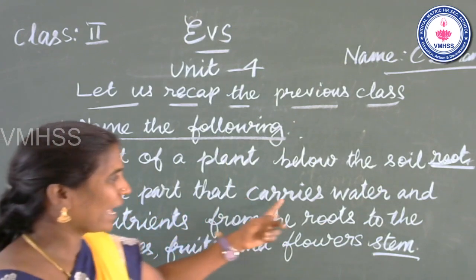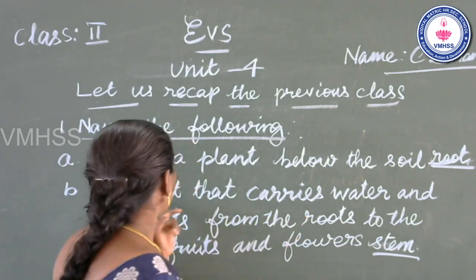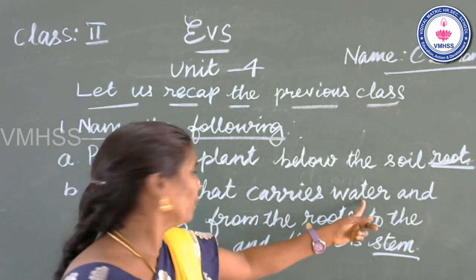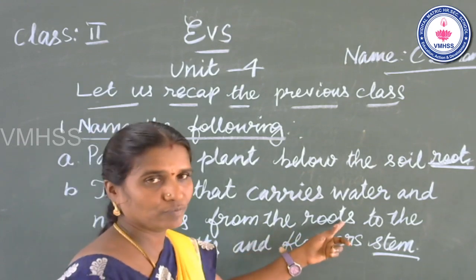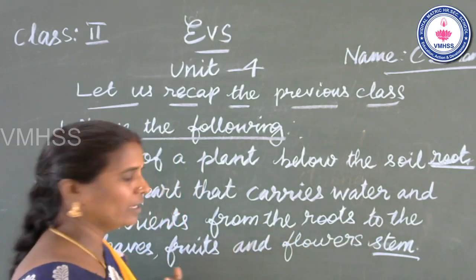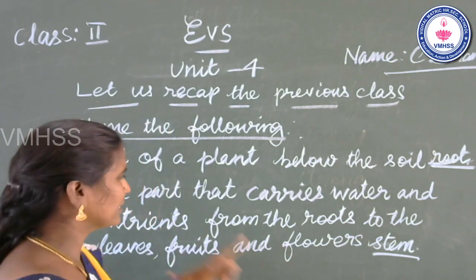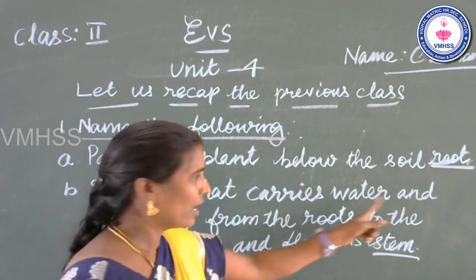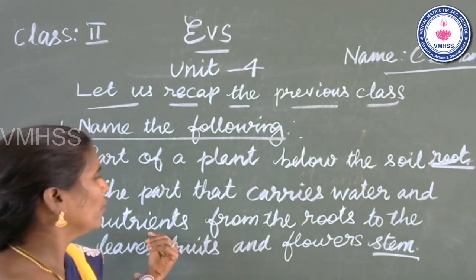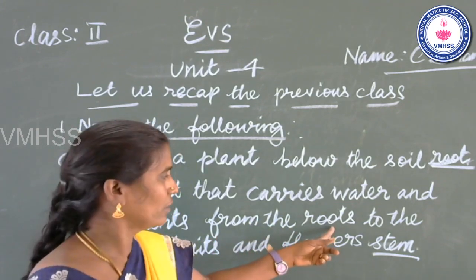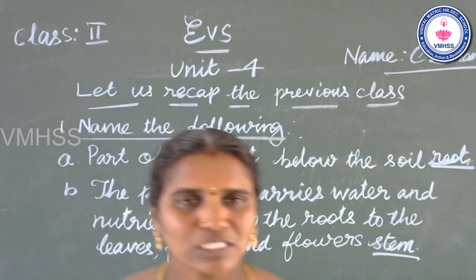The next one. The part that carries what? Water and nutrients. From where? From the roots to the leaves, fruits and flowers. Which part? Stem. Very good answer. Stem carries water and nutrients from the roots to the leaves, fruits and flowers. Okay? Let us see the next one.